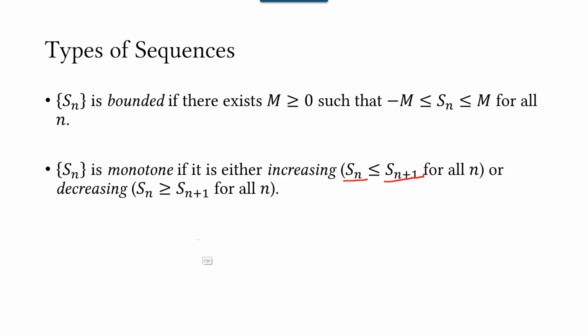Similarly, a monotone decreasing sequence is one where the s sub n plus first term is always less than or equal to the term before it. So these would be sequences that are in general decreasing, but again, it's okay if some terms are equal.